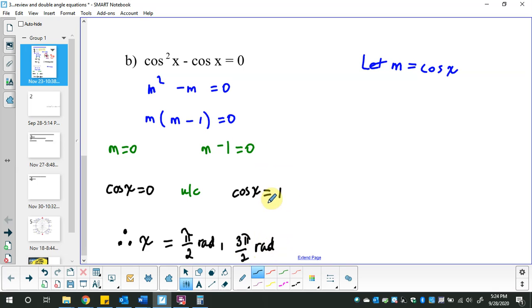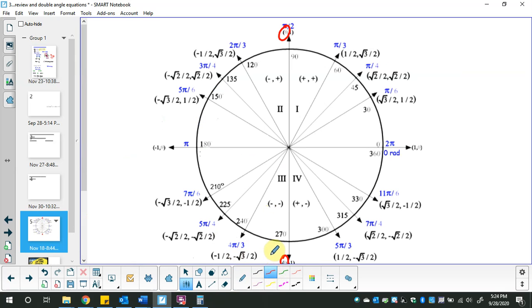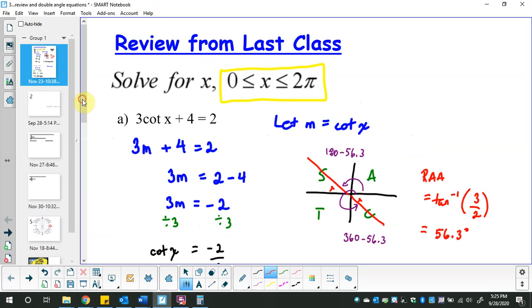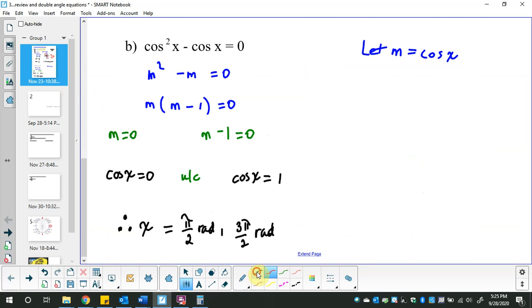The cos x is equal to 1. So I have to find all the places on my unit circle where cos x, the first one, is equal to 1. So that's here. And remember, when you are at the 3 o'clock mark, you have to answer with both radians. That's why I was so specific about making sure you had this kind of unit circle. So 0 and 2 pi. I will add 0 radians and 2 pi radians to the answer, and we're done that one.